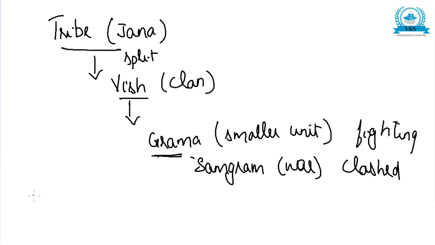This was the basic division: the tribe, Jana, split into Vish, the clan, which was split into grama, a smaller unit.